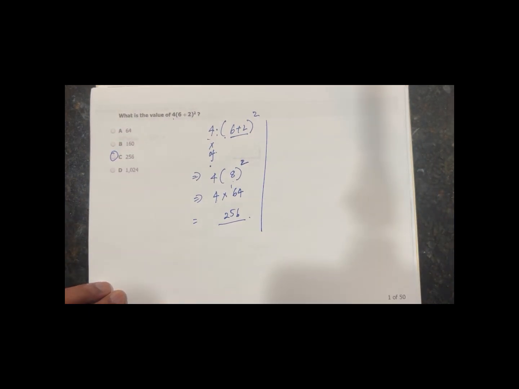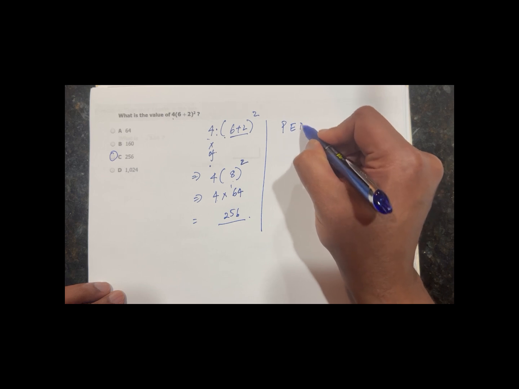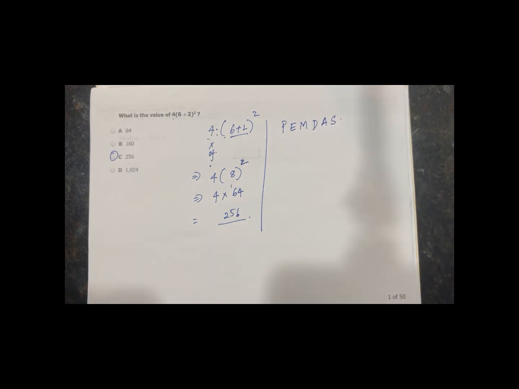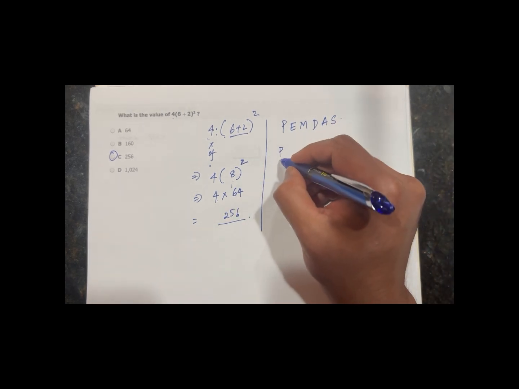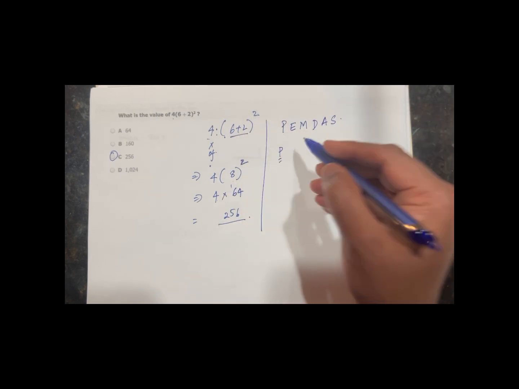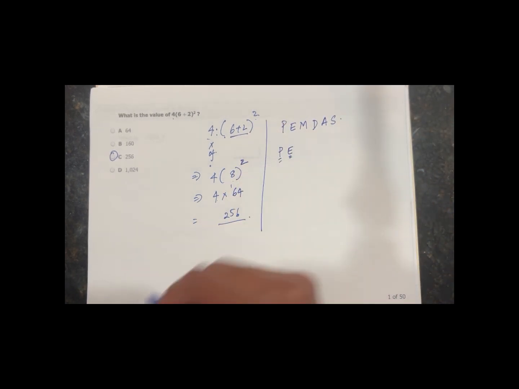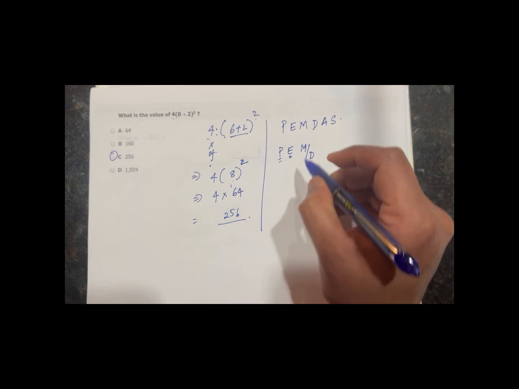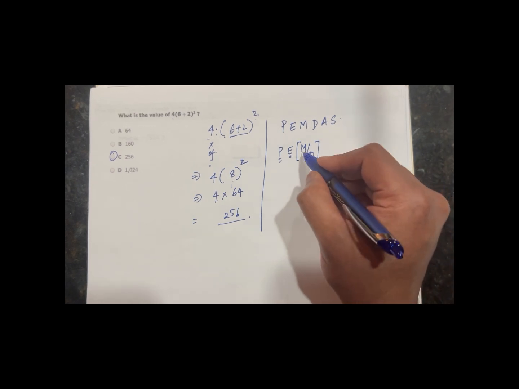The principle here is PEMDAS. I know a lot of students write it like this, and it confuses them. This is how you should write it. You should write P, which is parentheses or brackets, E for exponents, so we do that. Then you do M/D. Write it this way. That way it's very clear for you.